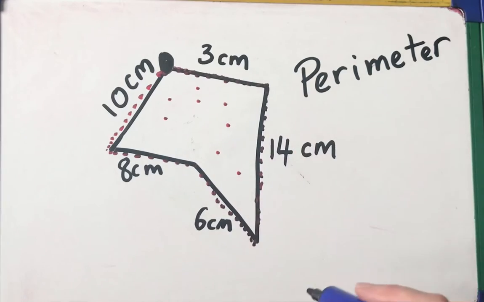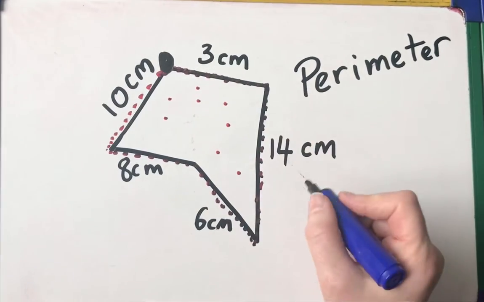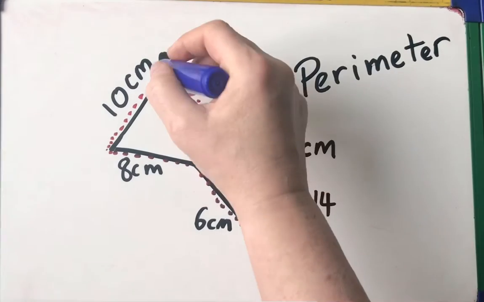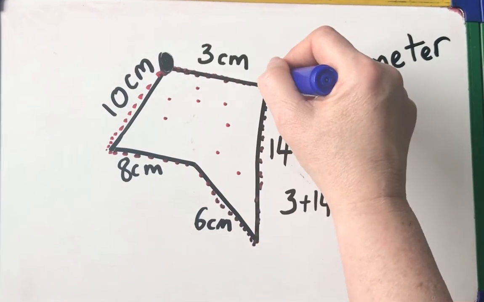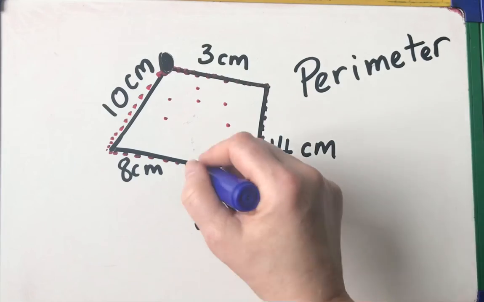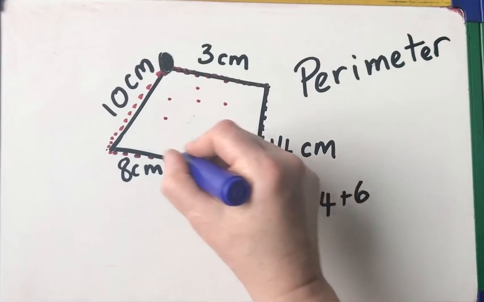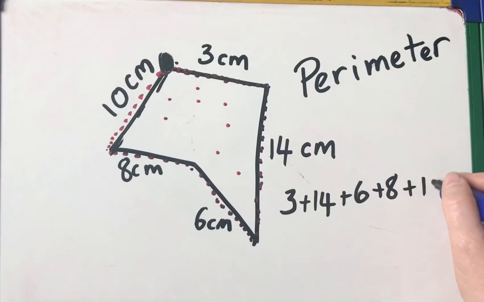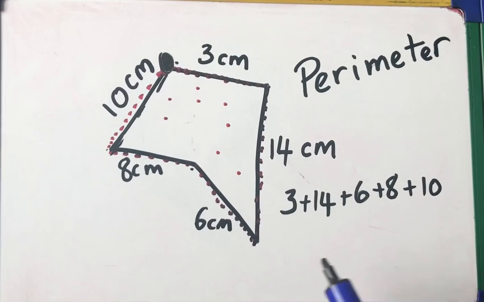So let's look at the perimeter of this shape. Okay, we're going to walk for 3 plus 14. So starting here, walk 3, then 14, add another 6 in, add another 8, and finally add the 10. And that's all I have to do for the perimeter.